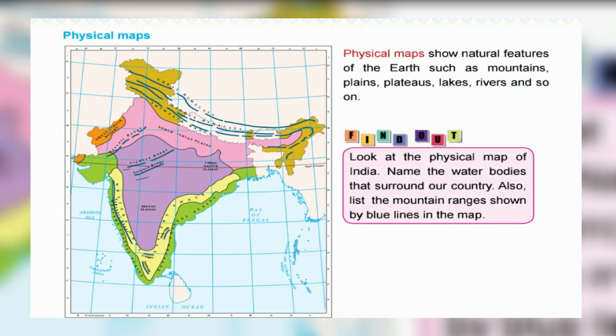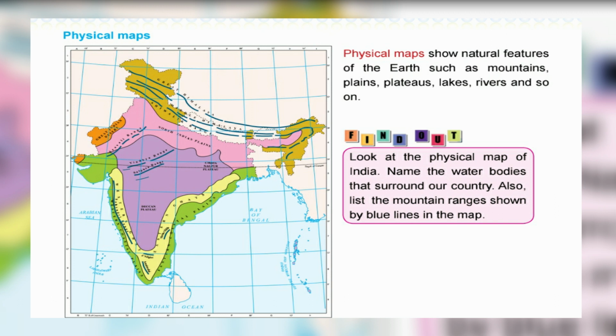Page 193. Physical maps. Physical maps show natural features of the earth such as mountains, plains, plateaus, lakes, rivers and so on. You can refer to the picture. Physical maps show us natural features. Those are mountains, plains, plateaus, lakes, rivers and so on. You can see in the picture.